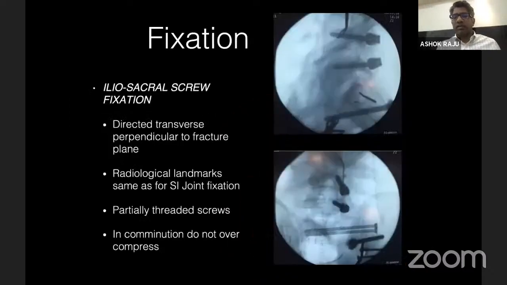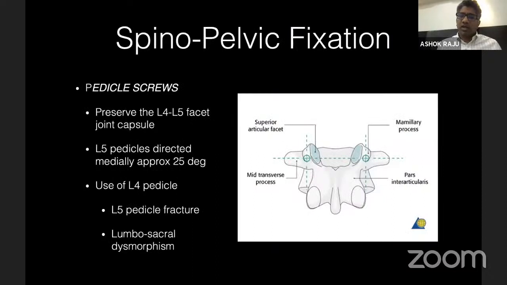Coming to SI screw fixation, it has already been talked about. Most of the time, these are sacral transverse fractures. So your screw direction should be perpendicular to the fracture, and the landmarks are the same as SI joint fixation. Whether you use partially threaded or fully threaded is up to you. Pedicle screw fixation, the most important point is that you should preserve the joint capsule of the facet joint, whether it is L4, L5 or L5, S1, wherever possible.